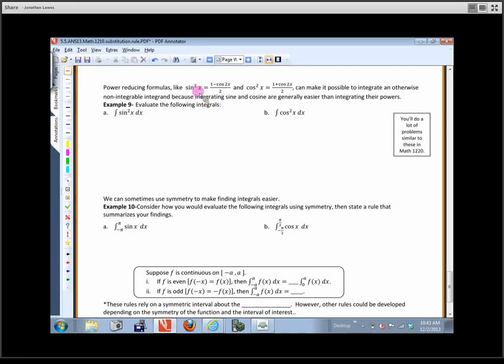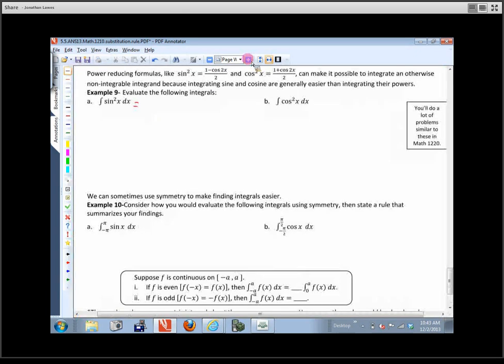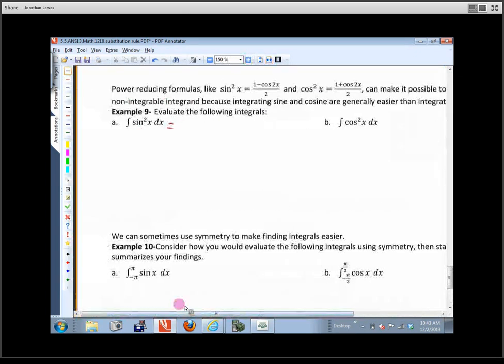If you see sine squared of x, you can write 1 minus cosine of 2x over 2. So let's go ahead and do that. Let's rewrite this one using that power reducing identity here. So this is going to be the integral of 1 minus cosine of 2x over 2 dx. And let's see why this would be an advantage. I could at first break this up. I could do 1 over 2 minus cosine of 2x over 2 dx.